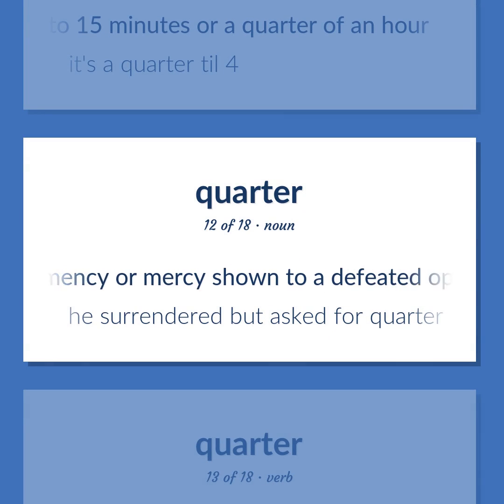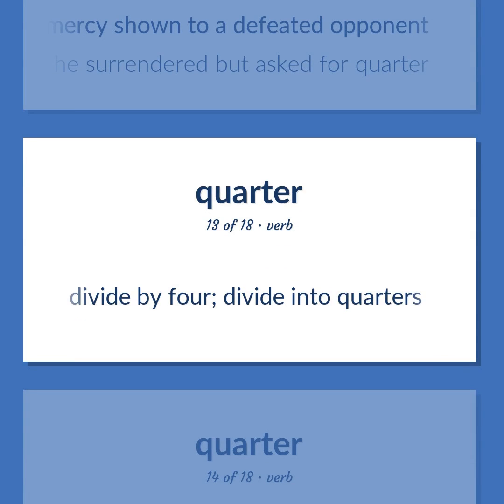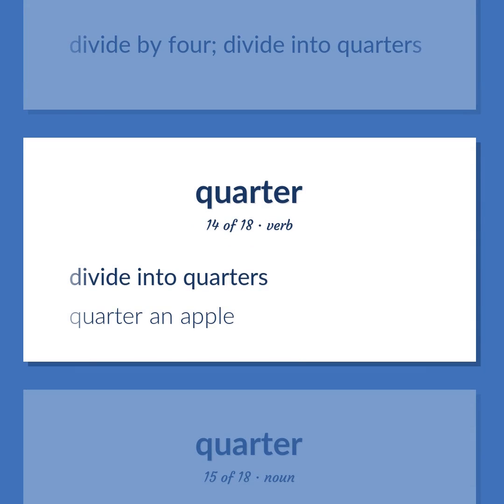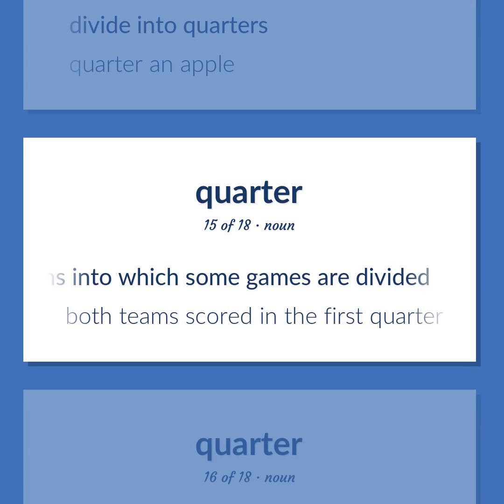Clemency or mercy shown to a defeated opponent. He surrendered but asked for quarter. Divide by four. Divide into quarters. Quarter an apple. Football, professional basketball, one of four divisions into which some games are divided. Both teams scored in the first quarter.